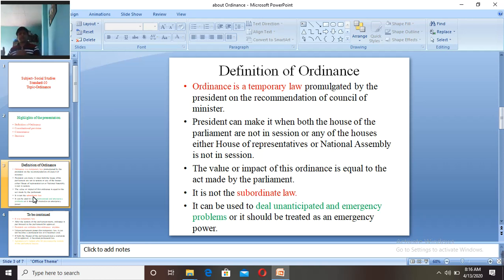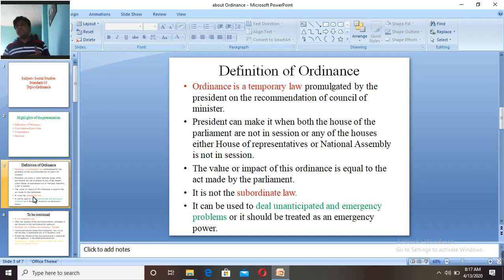It is not a subordinate law. Subordinate law means we think it is smaller than the law made by the legislature, but that is not the case. It is a democratic nation, and in democratic nations we see the principle of check and balance among the three organs: legislature, executive, and judiciary. So it is maintained appropriately by the constitution. So ordinance is called, or should be treated as, an emergency power. It can be used to deal with unanticipated and emergency problems.